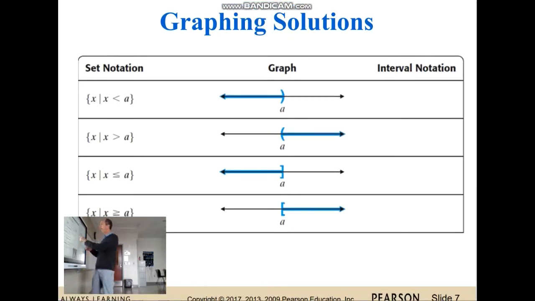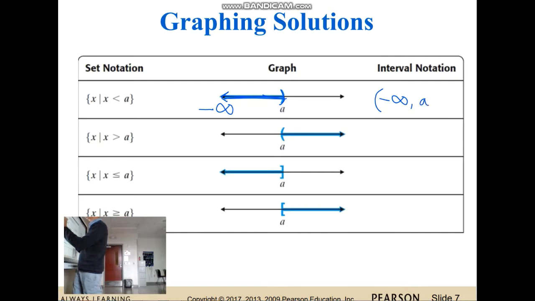Set notation, if we have x less than a, that means x is all the numbers that are in this interval here, starting from the number a, going all the way to negative infinity. So here is going to be negative infinity, okay? So all this is the interval where you can find solutions for this inequality. And I'm going to represent it using interval notation by using parentheses, negative infinity, comma, a, parentheses.